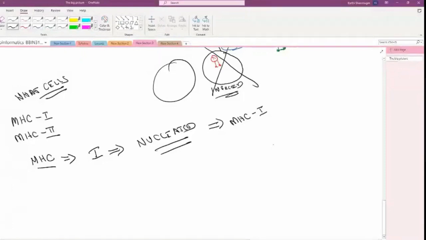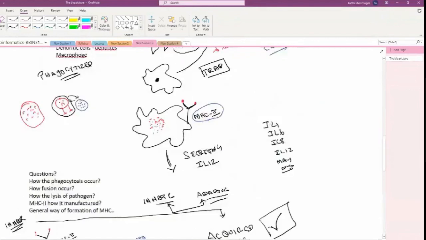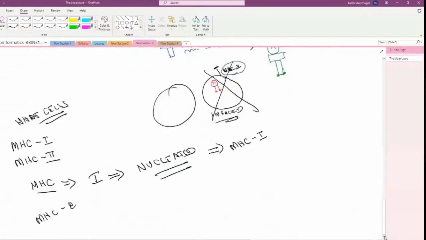Already we discussed what type of cells can have MHC2. Let me go to that area. What type of cells are these? These are not nucleated. While discussing earlier, we discussed the dendritic cells and macrophages. Those are the cells which can have this MHC type 2. That is very important.